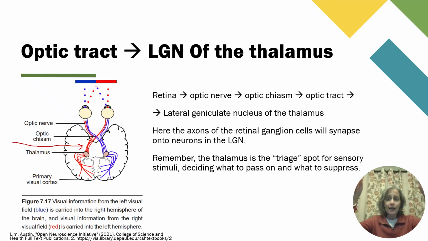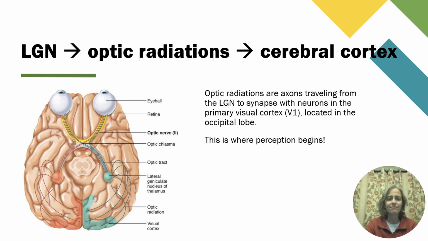So here, those axons were the axons from the retinal ganglion cells that maybe crossed or maybe didn't. The next place they come is the LGN, the lateral geniculate nucleus of the thalamus, and then they're going to have their first synapse. So you're going to synapse on some neurons here in the LGN. All right, so then what?